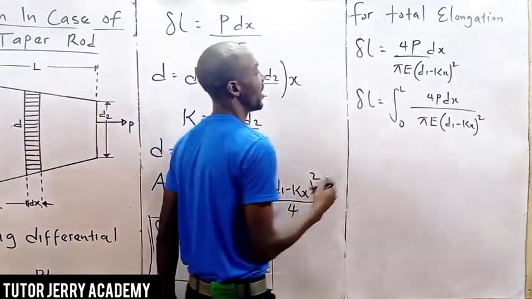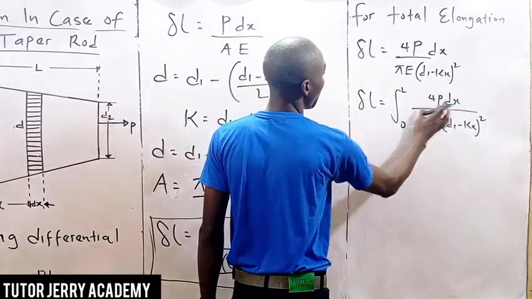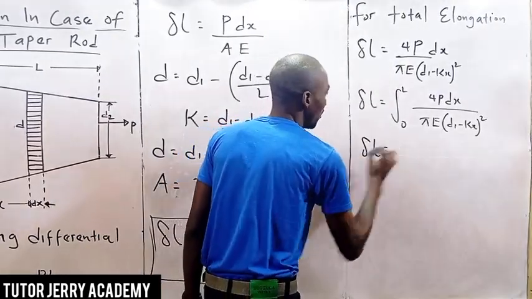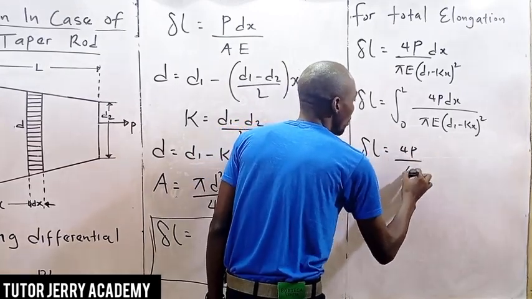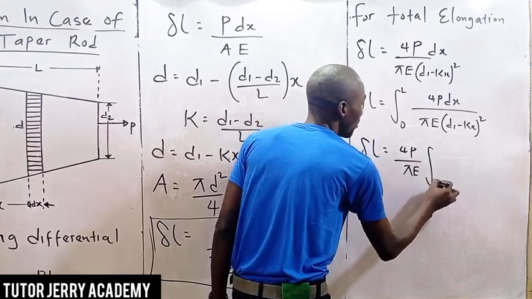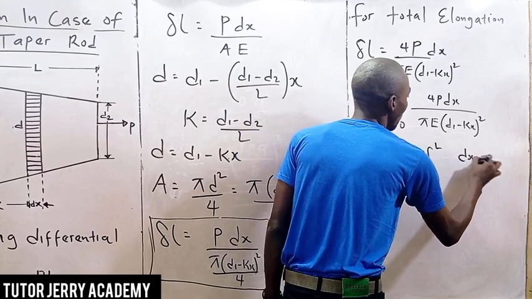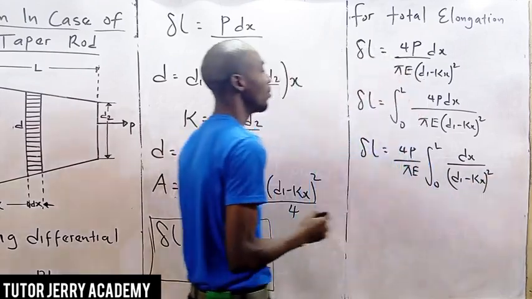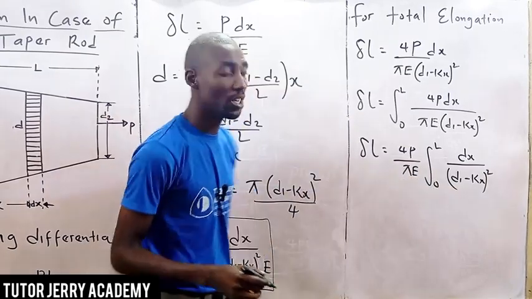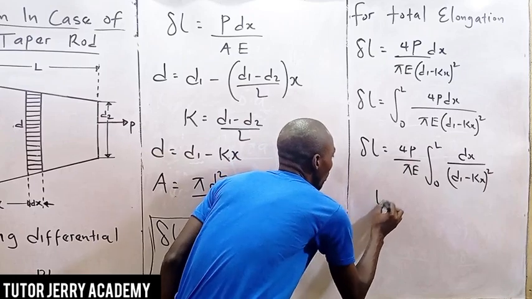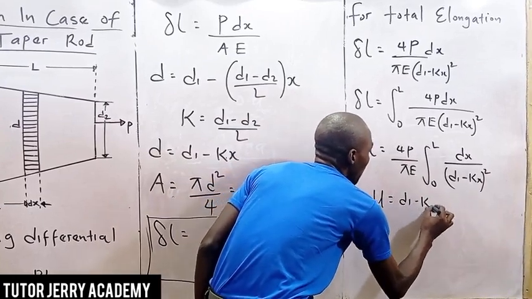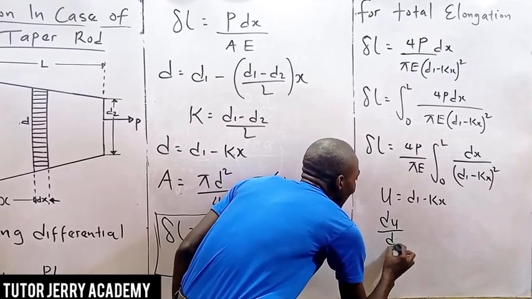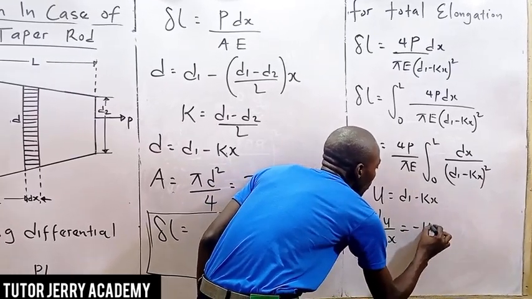Now, we are integrating with respect to S. So 4P over pi E, everything becomes a constant. They'll come to the front of the integration sign. So this is going to be 4P all over pi E, then we are integrating from 0 to L of dS all over (D1 minus KS) all square. How do we integrate this? Let me quickly show us. Let u be equal to D1 minus KS. We differentiate u with respect to S, so du over dS will be equal to minus K.